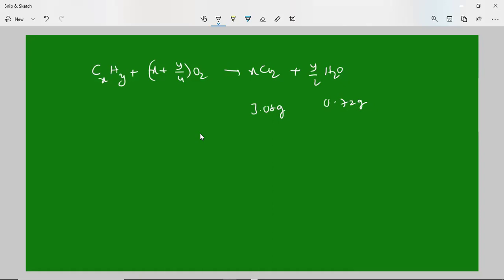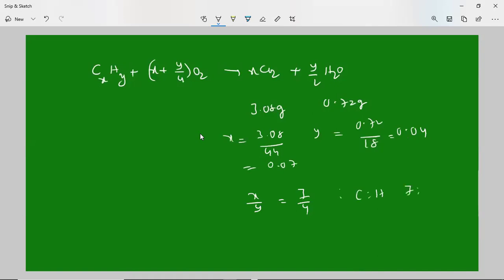So we will find the x value. x is equal to 3.08 by the molar mass of CO2, which is 44, and y by 2 is equal to 0.72 by 18, the molar mass of water. We will get 0.04 for this one, and 3.08 by 44 you will get 0.07. So what is x by y? x by y is 7 by 4. Therefore carbon is to hydrogen is 7 is to 4.